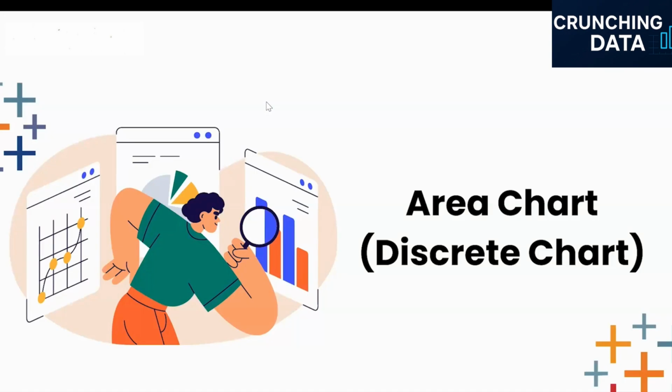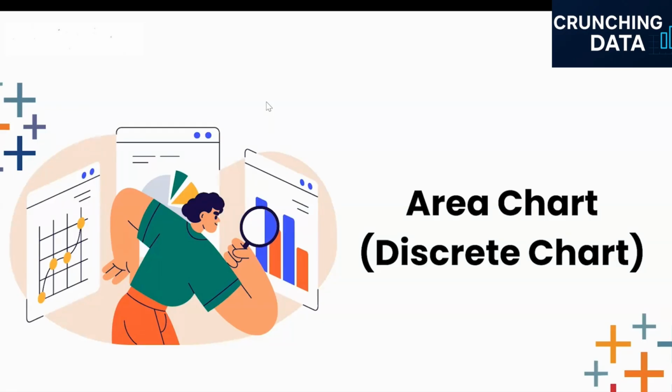Hello everyone. In this session, we are going to talk about an area chart which is discrete in nature. An area chart, which is also known as discrete area chart, is a data visualization technique that combines the features of a line chart with shaded areas to represent the data. This chart type is used when you have discrete categories or data points on the horizontal axis and want to emphasize the magnitude of values for these categories.